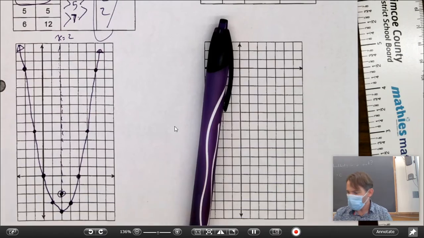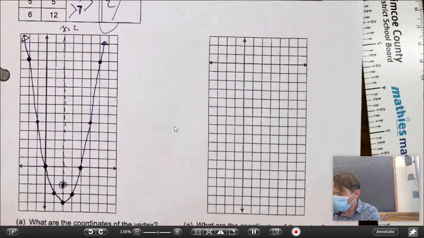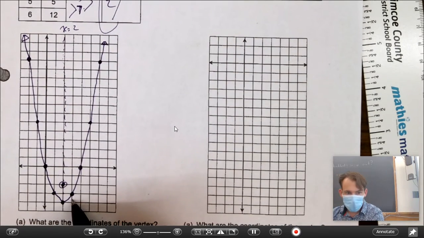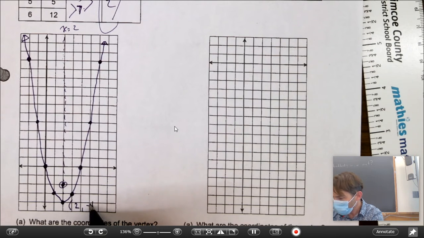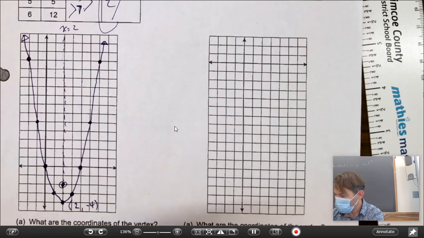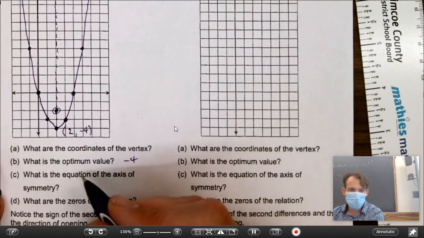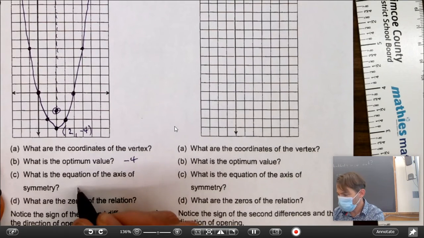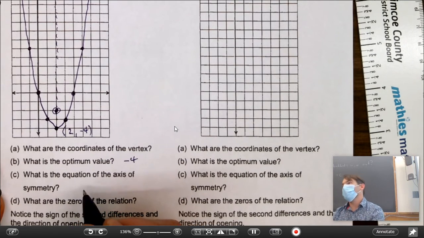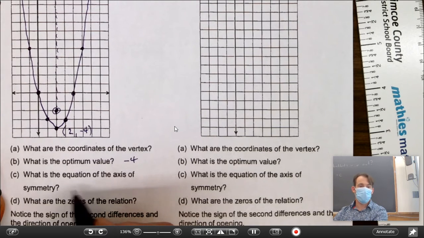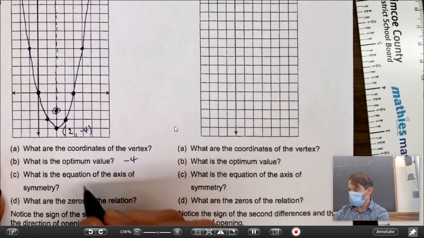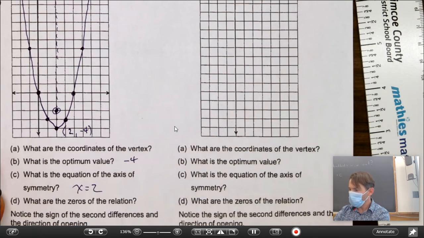All right. So now, what are the coordinates of the vertex? Well, we can label that. And it asks us to label that. So the coordinates are (2, -4). What is the optimum value? It's -4. Okay, so I would just answer these down here. What is the equation of the axis of symmetry? x equals 2. Good.